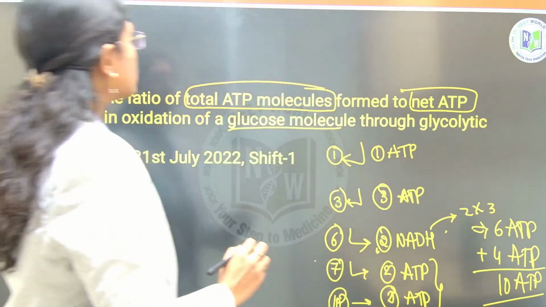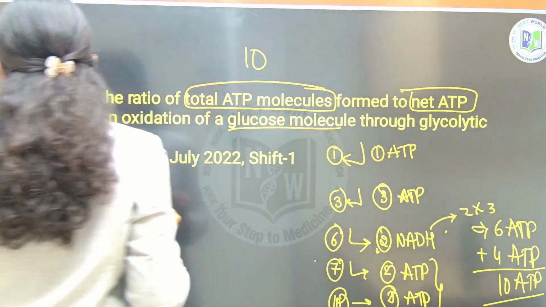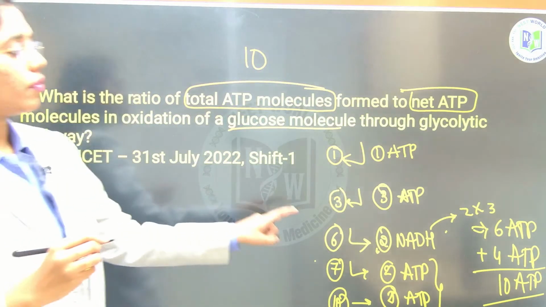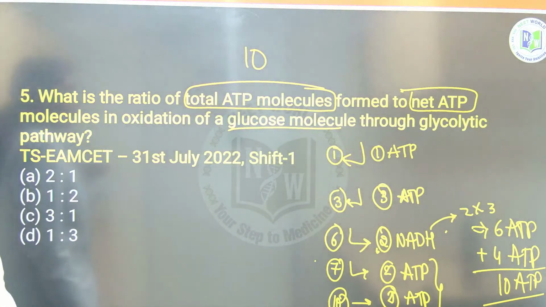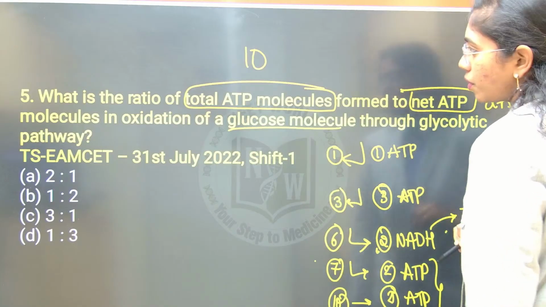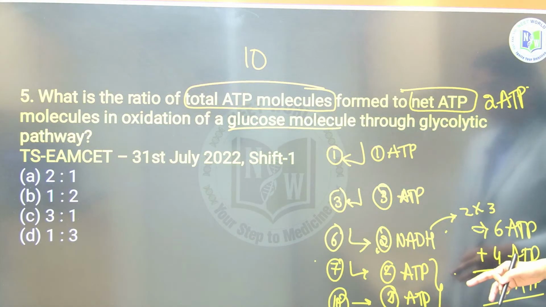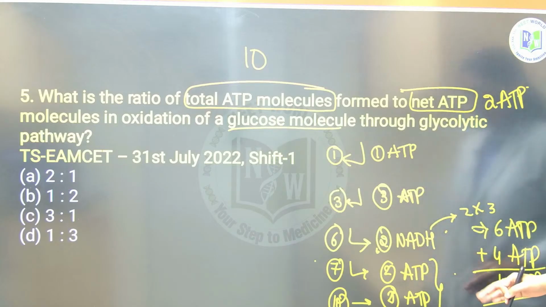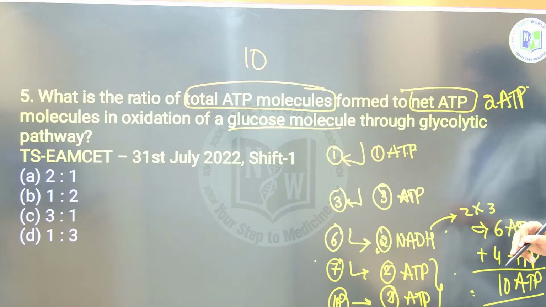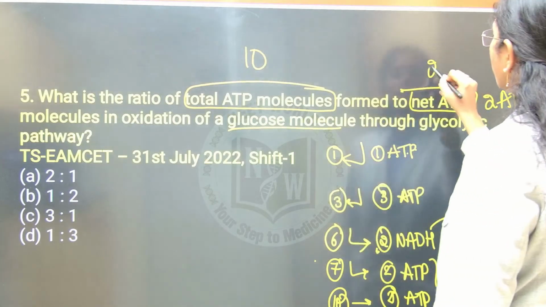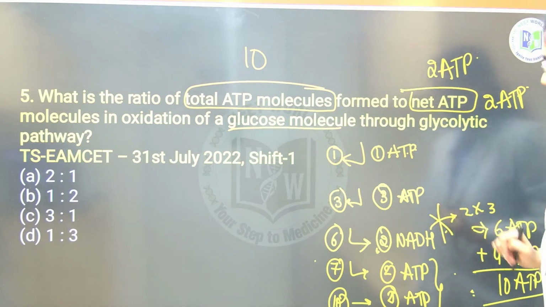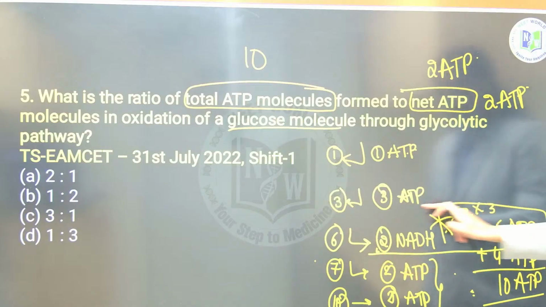10 ATP is the total ATP, and net ATP, if you consider, will be 2 ATP. Fine, net ATP is 2 ATP because of the 4 ATP that is being released, 2 ATP will be utilized at the first step and third step. So, net ATP will be 2 ATP. If you have to consider only ATP excluding NADH, then it will be 4 ATP, ma.